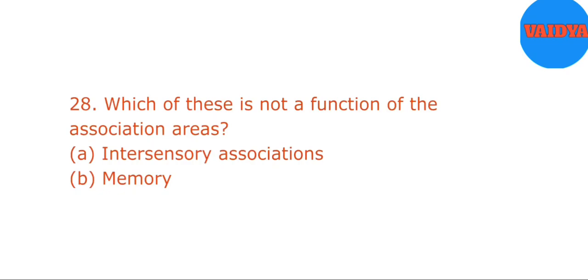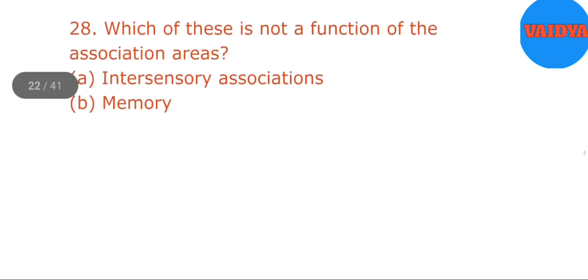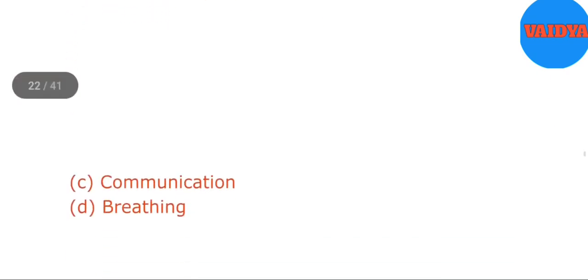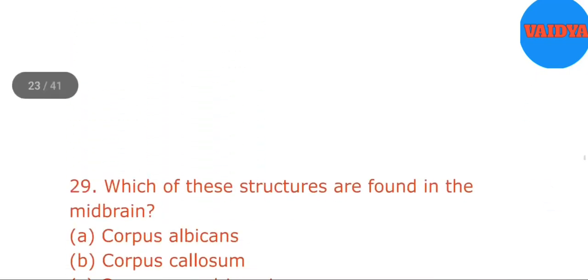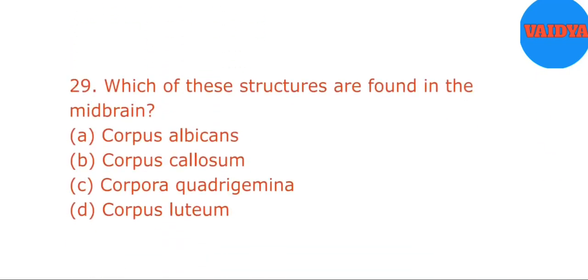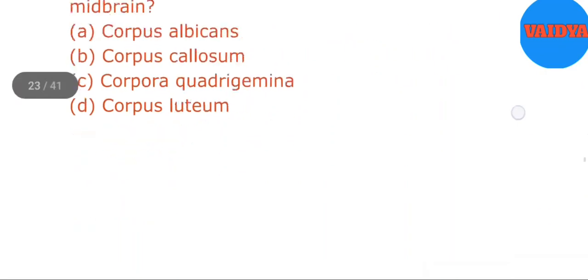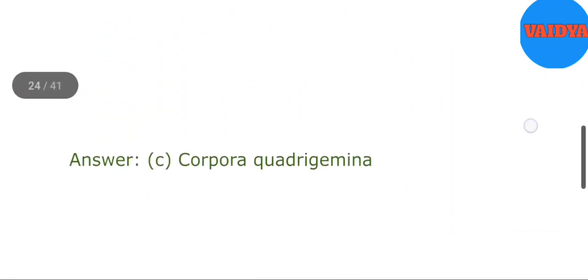28. Which of these is not a function of the association areas? A. Intersensory associations. B. Memory. C. Communication. D. Breathing. Answer: D. Breathing. 29. Which of these structures are found in the midbrain? A. Corpus albicans. B. Corpus callosum. C. Corpora quadrigemina. D. Corpus luteum. Answer: C. Corpora quadrigemina.